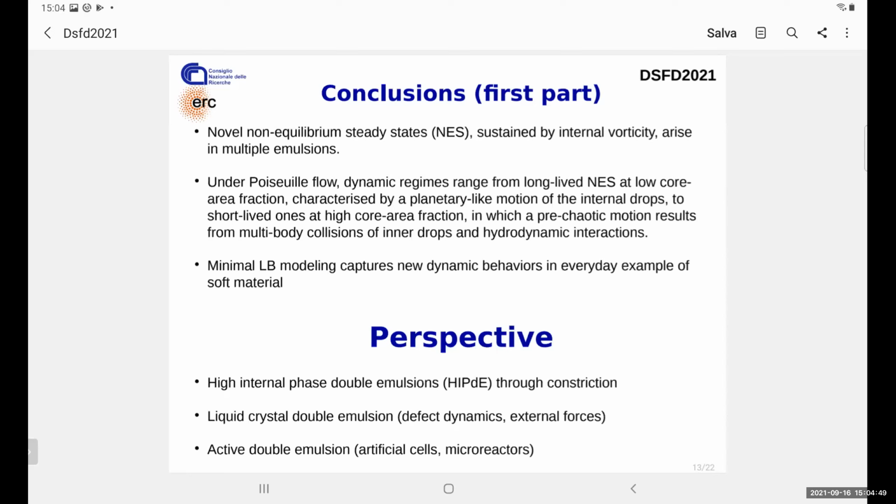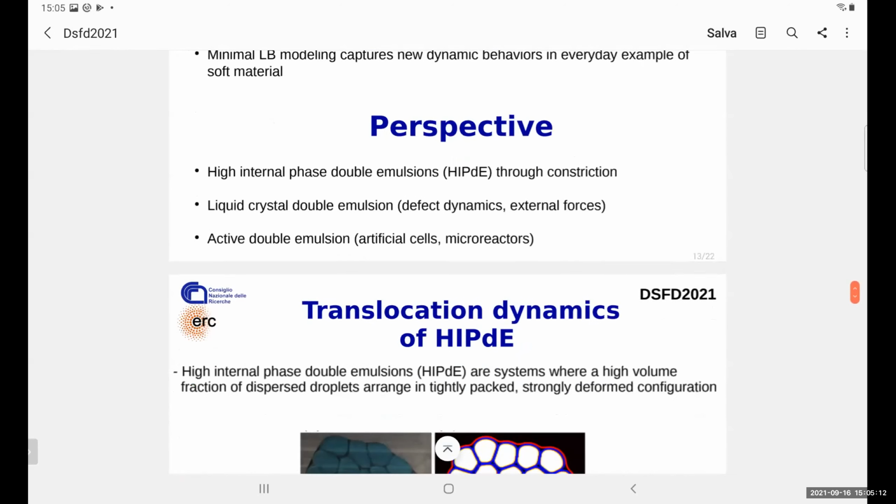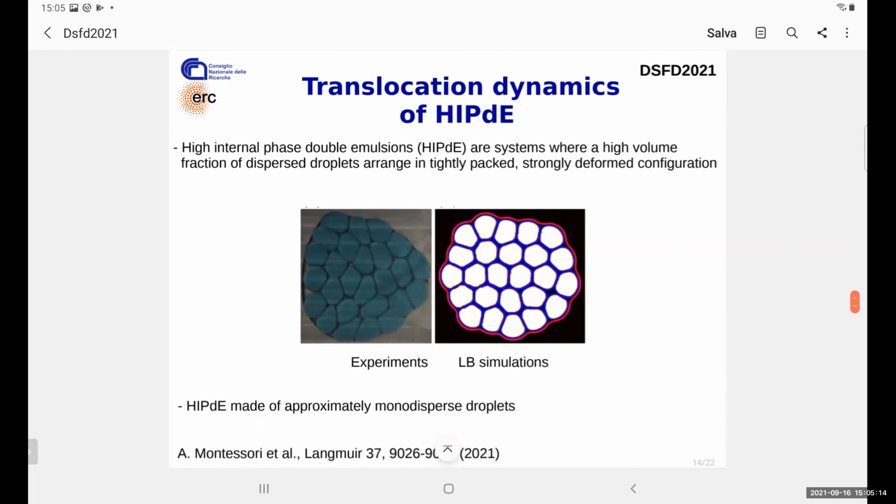But today I would like to speak a little bit more about a project we have been developing in collaboration with the experimental group in Poland, which is about the study of the translocation of these high internal phase double emulsions through narrow constrictions, sort of capillary-like structures, whose size is much smaller than these double emulsions. Much credit for this work goes to Andrea Montessori, who has written code and performed the simulations. He is the expert in charge of this joint work.